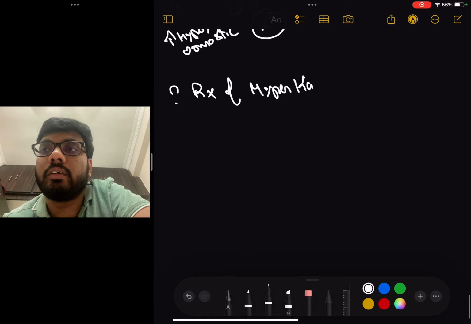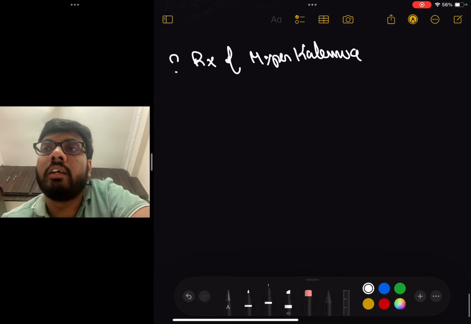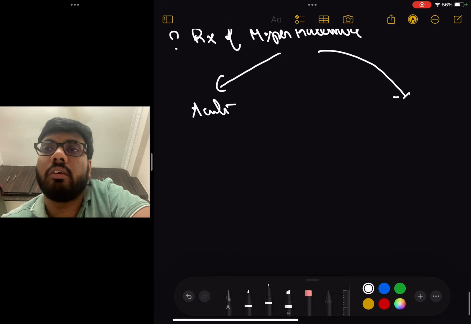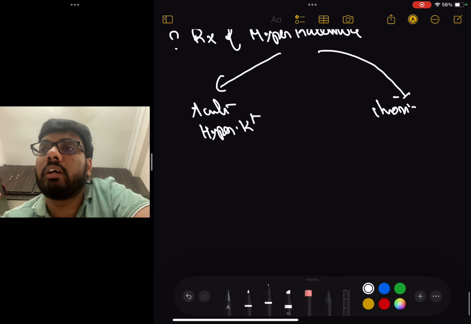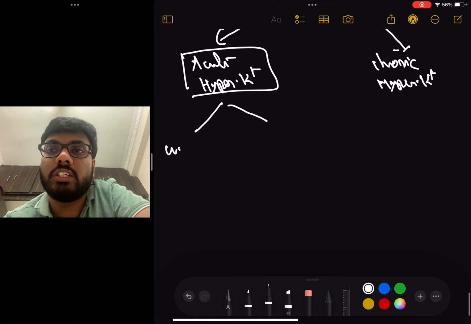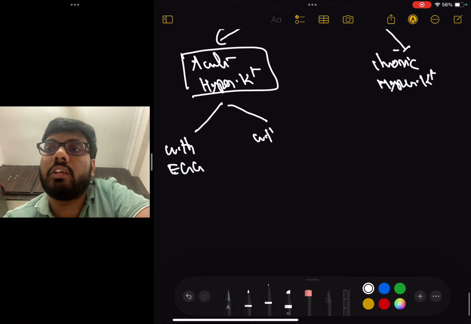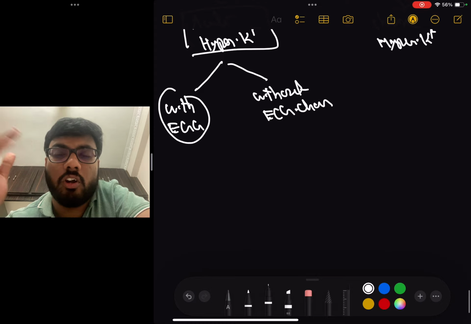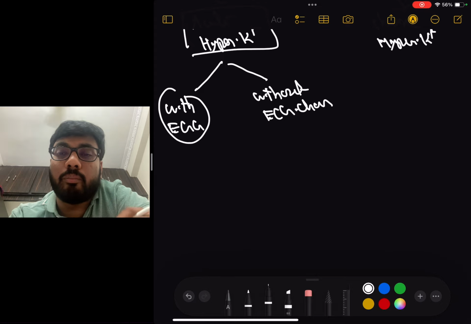Treatment of hyperkalemia. We have to differentiate whether it is an acute state or a chronic hyperkalemia. In acute hyperkalemia, we always look for ECG changes: with ECG changes and without ECG changes. If a patient is having ECG changes, I already told you, that is peaked T wave, sine wave pattern, absent P wave, wide QRS, etc.